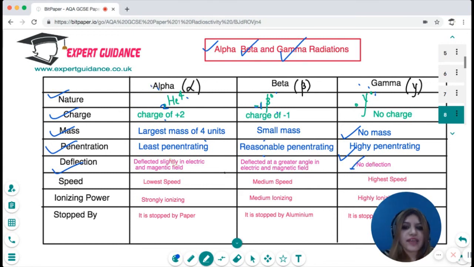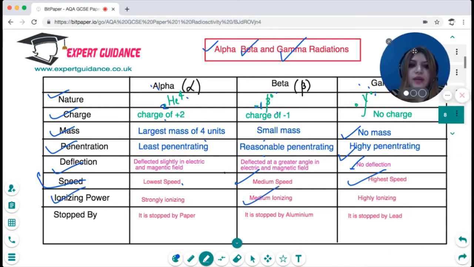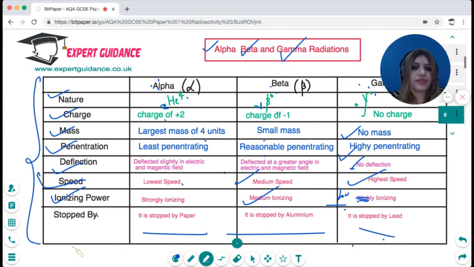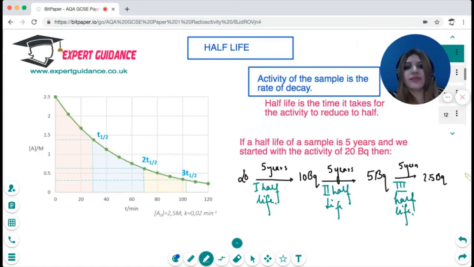Since alpha is heaviest, it makes sense for it to have a low speed. Beta has a medium speed and gamma has the highest speed. And as alpha has the highest charge amongst all, it is highly ionizing. Beta is medium ionizing and gamma is low ionizing. Okay, now alpha can be stopped by paper, so it has the least penetration. Beta can be stopped by aluminium, gamma can be stopped by lead. So you should remember all these differences and features of alpha, beta, and gamma.